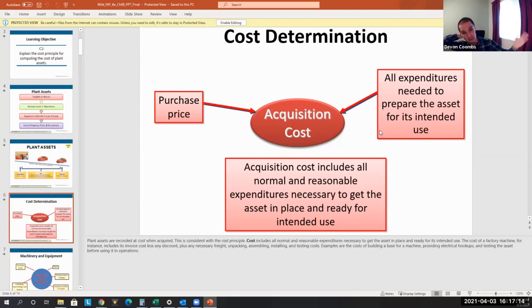So for the cost determination, if I'm giving you a multiple choice question, you will have to determine which of these are acquisition costs and will be capitalizable. By capitalizable, we mean that it will be an asset on the books, not an immediate expense, right? We mean that it'll be an asset that's amortized over a period of time. And then you'll have to determine what's an immediate expense because it's not directly relatable to the asset being used. So acquisition costs include all normal and reasonable expenditures necessary for the plant asset to be ready for use.